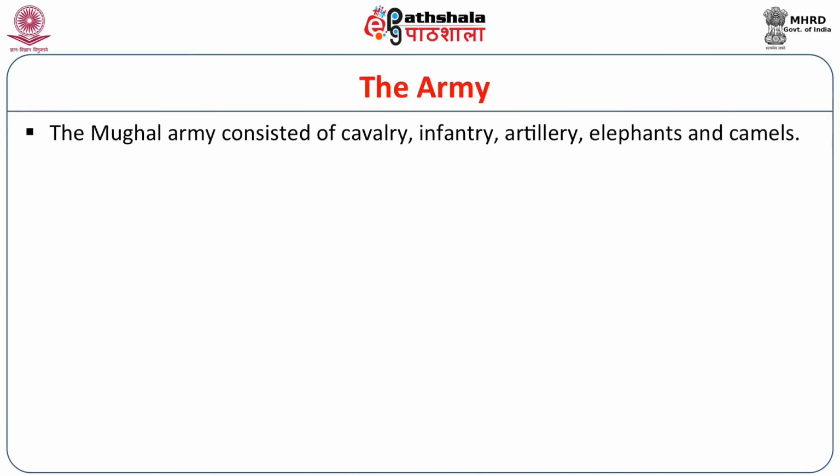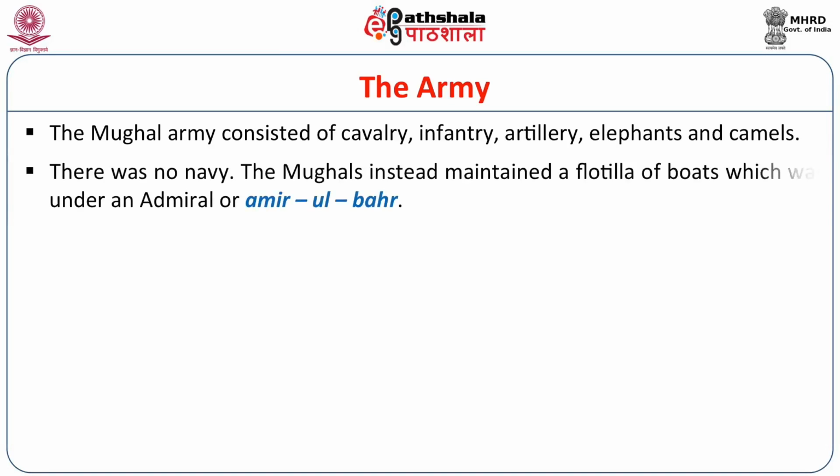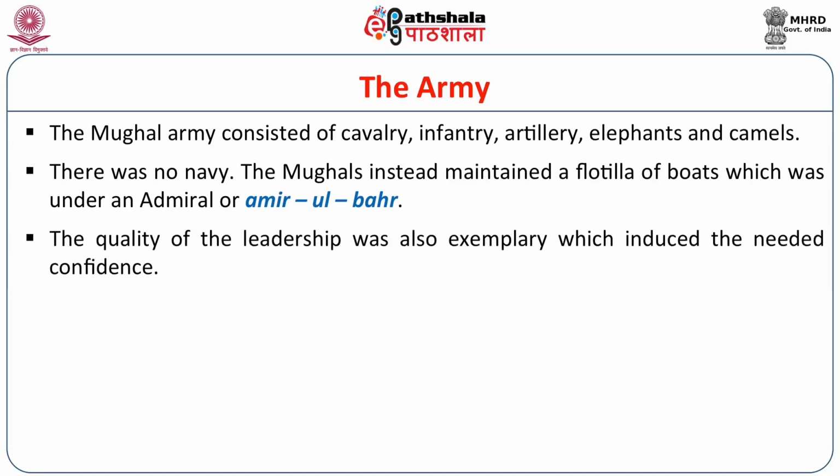The army in the Mughal period consisted of cavalry, infantry, artillery, elephants, and even camels. There was no navy. The Mughals instead maintained a flotilla of boats which was under an admiral or Amir-ul-Bahar. They would also control the boats. The quality of the leadership was also exemplary, which induced the needed confidence.